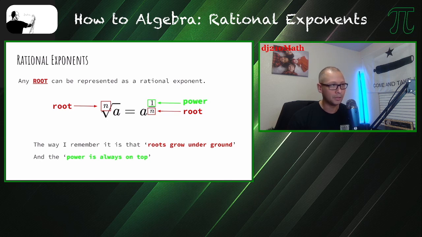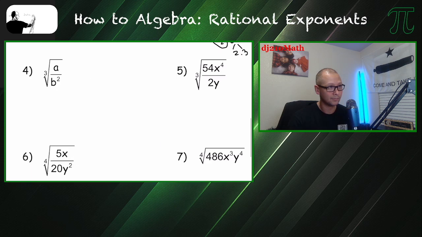So if you look at the root, you'd say, well, where is the 1? Well, it's implied that it's on the variable. When we say x, we don't say x to the first power. It's implied that it's to the first power. So the power that is on the variable is going to go in the numerator of the rational exponent. And the root will go in the denominator of the rational exponent, again, because roots grow underground. With that being said, let's continue with the examples.